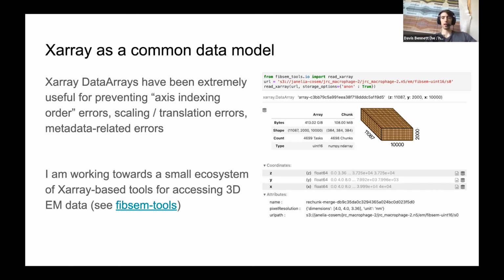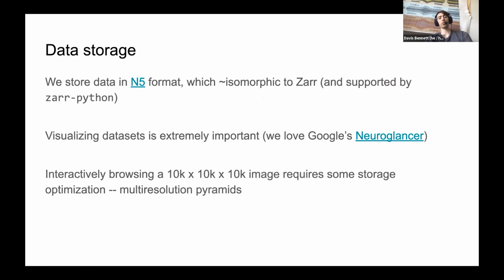I haven't gotten a lot of other people using this yet within my group. So there's an evangelism component that I need to work on more. So for data storage, we store our data in N5, which is essentially isomorphic to Zarr, and Zarr Python supports the N5 format.